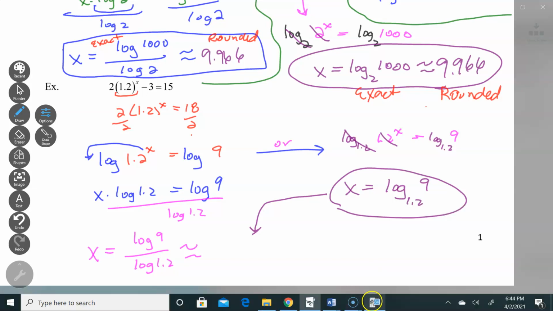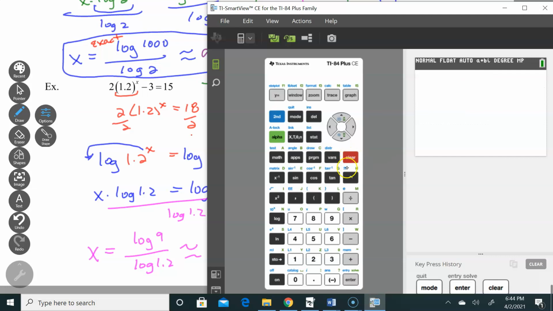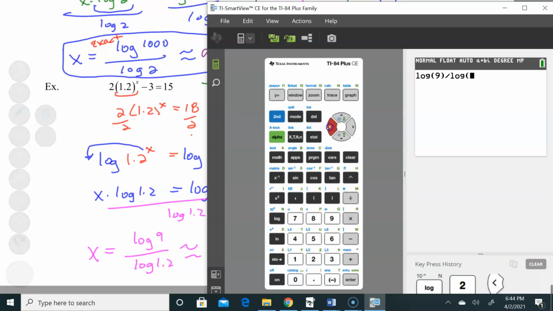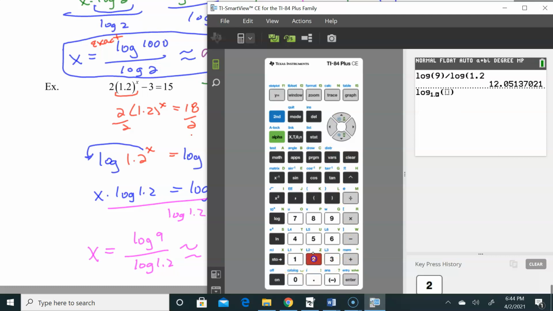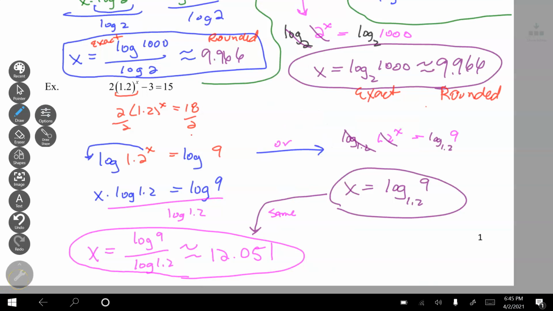Go to the calculator, log 9, close parentheses, oops, didn't close my parentheses, divided by log 1.2. Don't forget to close your parentheses, that does make a difference. I get 12.051, or if I use that special math key, going up to A, log base 1.2 is my base, my number is 9. You see I get exactly the same solution. They're both the same.